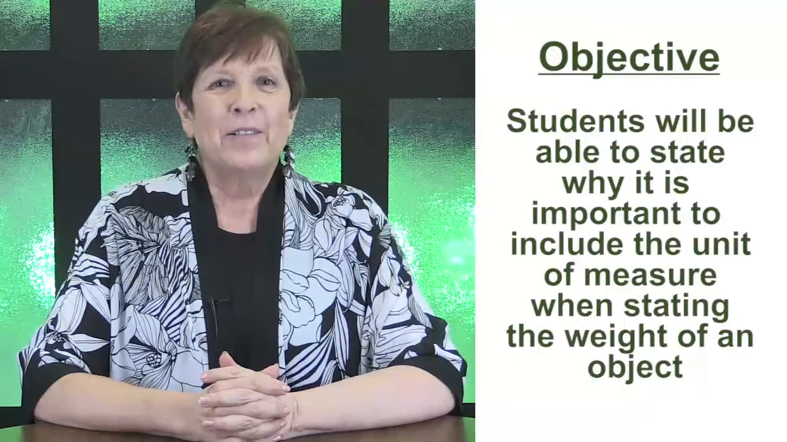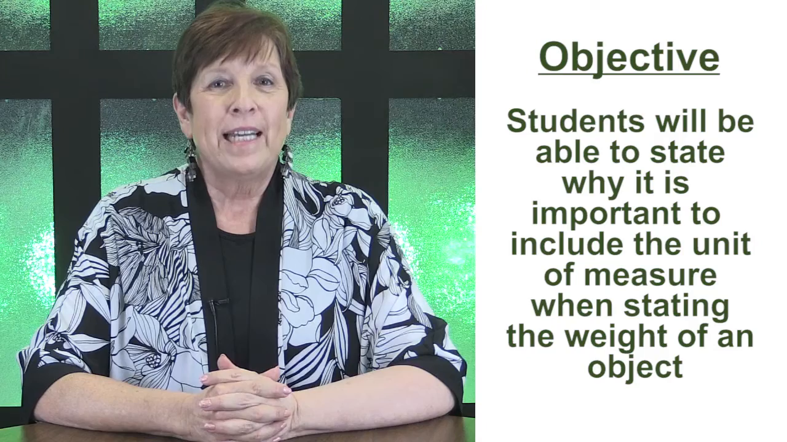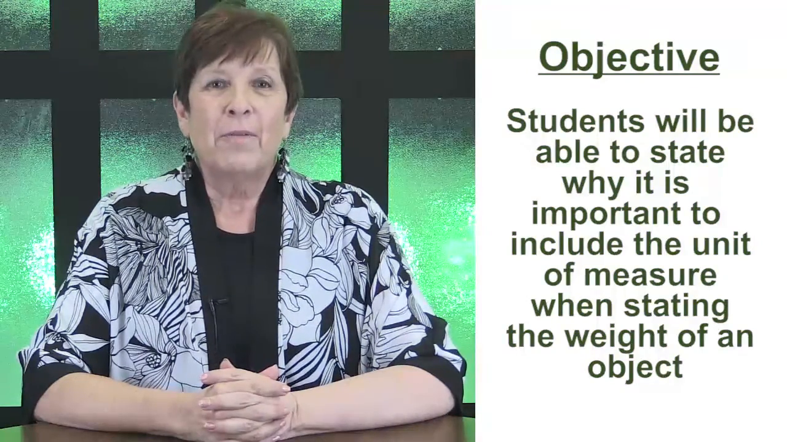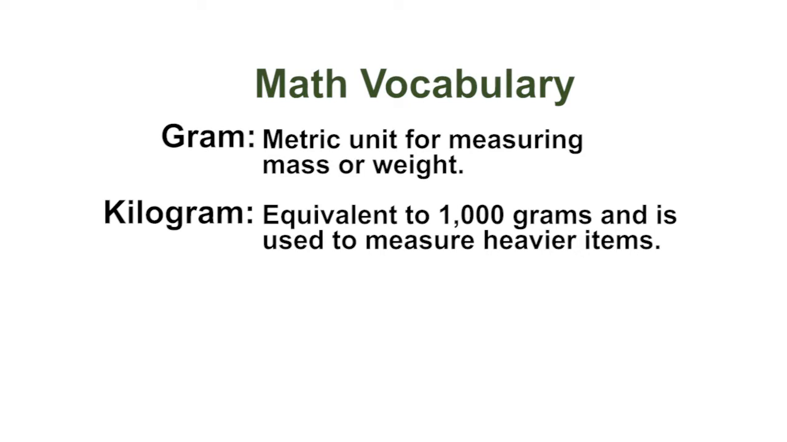In this lesson, students will be able to state why it is important to include the unit of measure when stating the weight of an object. Let's start with some vocabulary. A gram is the standard metric unit for measuring mass or weight. A kilogram is equivalent to 1,000 grams and is used to measure heavier items.